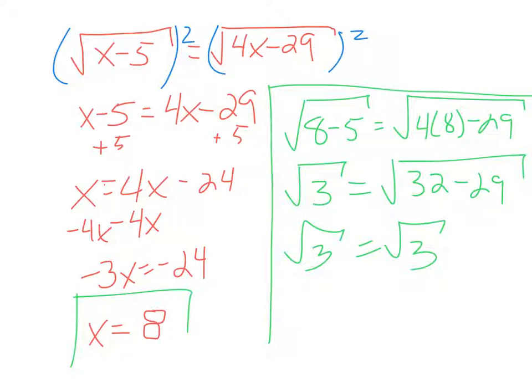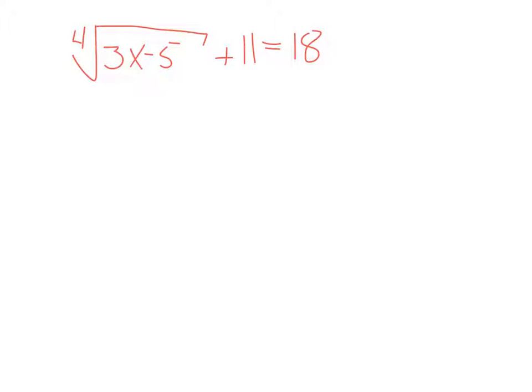Now you should be feeling pretty good, right? This stuff isn't so bad. Okay, so first things first, radical by itself. Okay, so subtract from each side. Now we have the fourth root of 3x minus 5 equals 7.